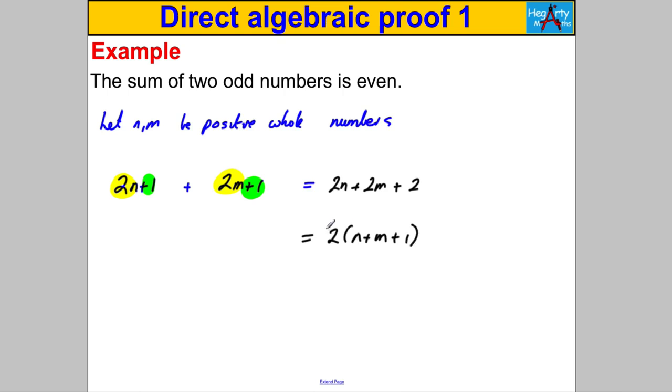And look, that's in the form 2 multiplied by a positive whole number: n + m + 1. That's certainly a positive whole number. So this is of the form of an even number, 2 multiplied by something. So therefore we can state that the sum (the three dots mean therefore) of 2 odds is even. Because it's of the form 2 times a positive whole number, and we're done.